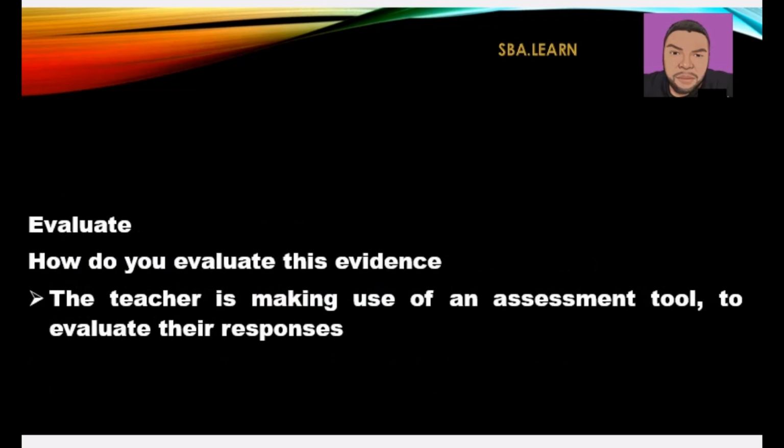Evaluate. How do you evaluate this evidence? The teacher is making use of an assessment tool to evaluate their responses.